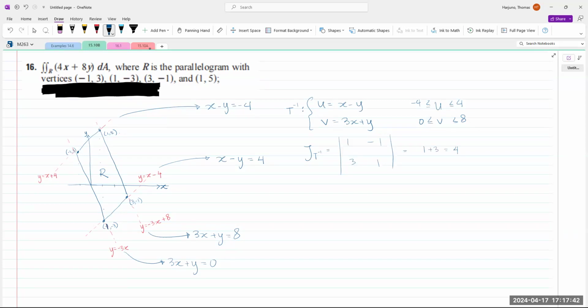Now, what we need is the Jacobian of T, however. To be more precise, the absolute value of the Jacobian of T, which is the reciprocal of the Jacobian of T inverse. That's how we get that 1/4. So notice that by doing so, we already have the domain of integration D, and we already have the magnitude of the Jacobian of T. We still need to deal with the integrand.